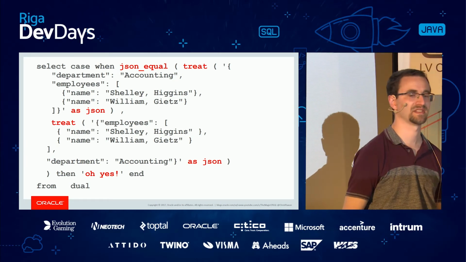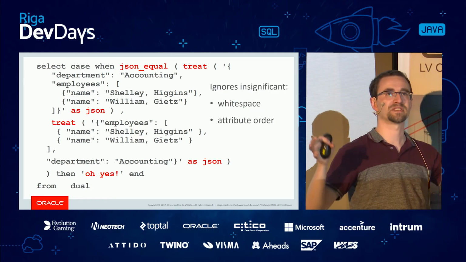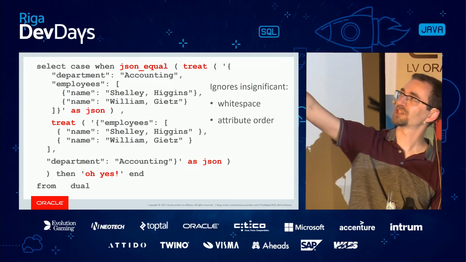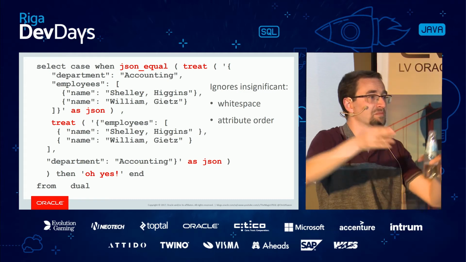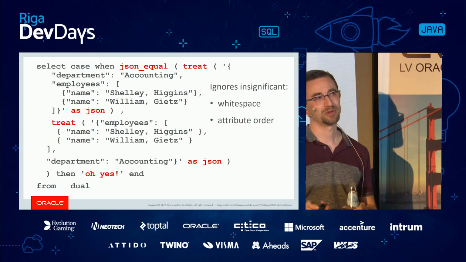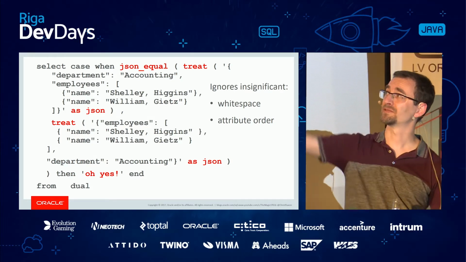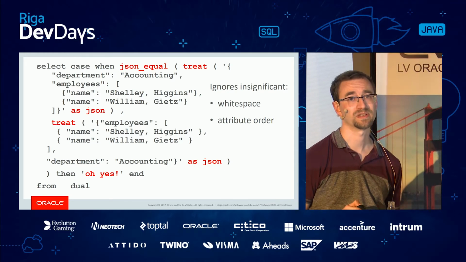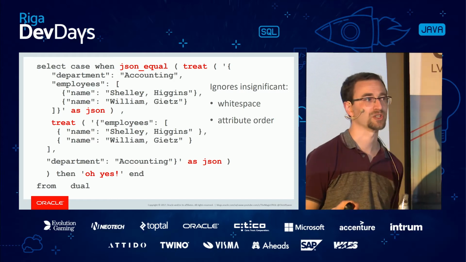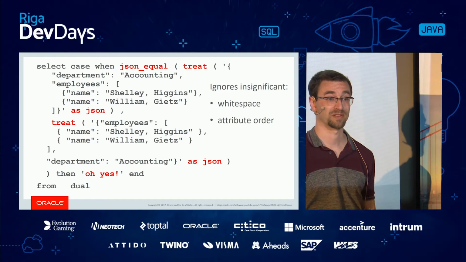So we're saying, are these the same? And it is ignoring insignificant white space, so anything outside the attributes or the values. So the spaces for Shelley, Higgins, that matters because it's part of the value, but everything outside the quotes doesn't matter, and neither does attribute order. The order of array elements does matter. So if we switched Shelley and William around, they'd now be different documents, but you can see we've got the department in a different location. That doesn't matter. So this now massively simplifies the process of comparing these documents.